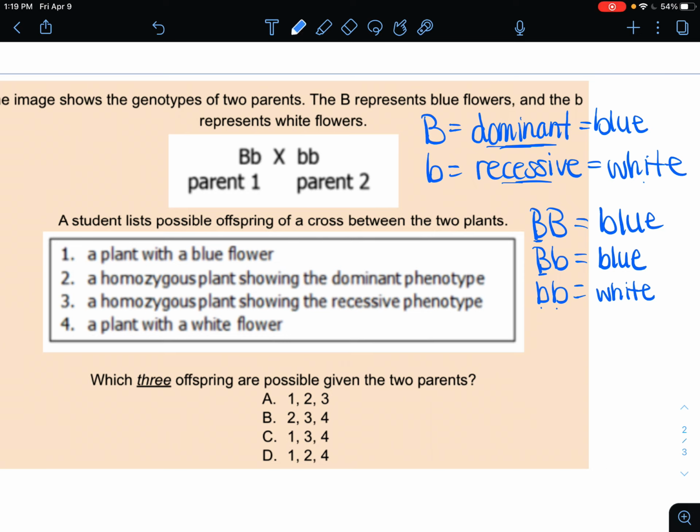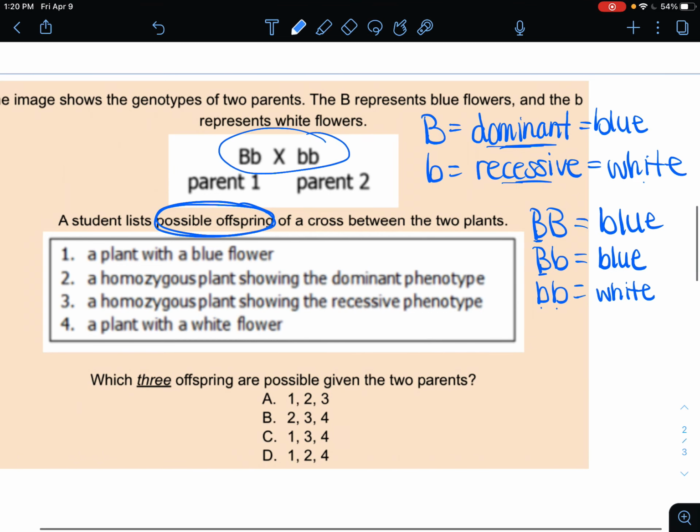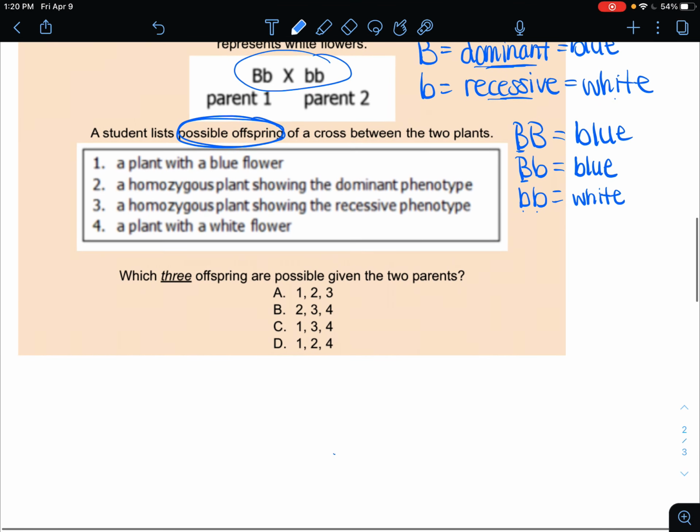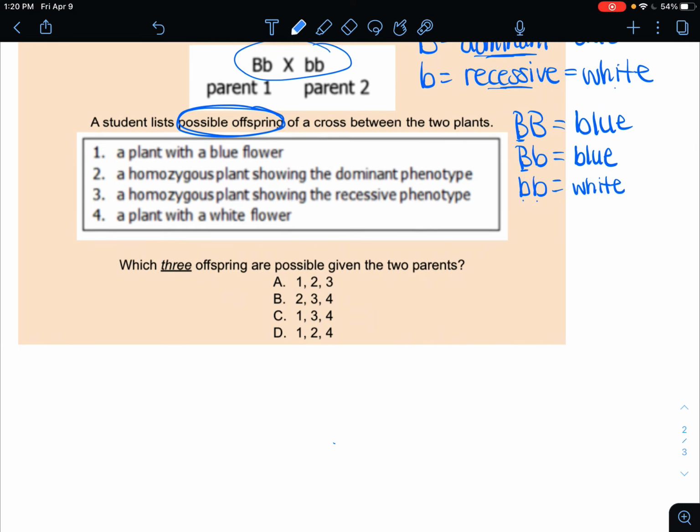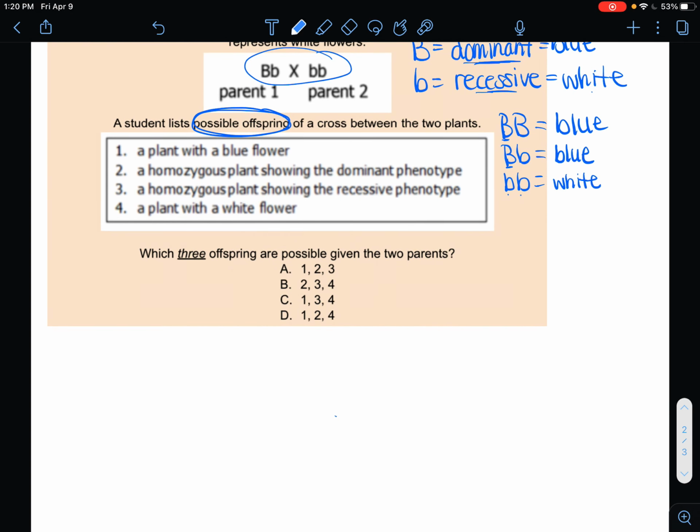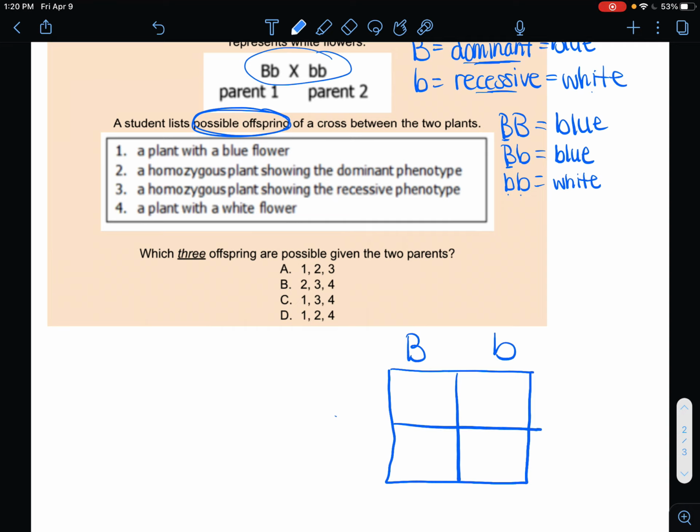Remember that cheat sheet that said possible offspring? When you see possible offspring, I'm going to have to make a Punnett square. So let's go ahead and do that using our 2 parents. So let me zoom out here, scroll down a little bit, give us some room. Our 2 parents are parent 1, capital B, lowercase b, which we know is going to go on top of our Punnett square, right? And then our second parent up here is lowercase b, lowercase b.